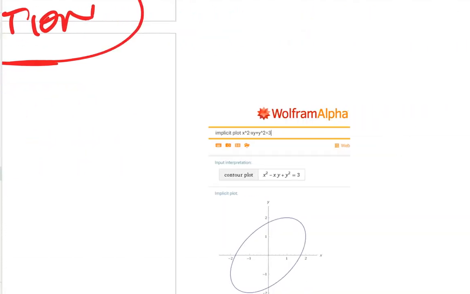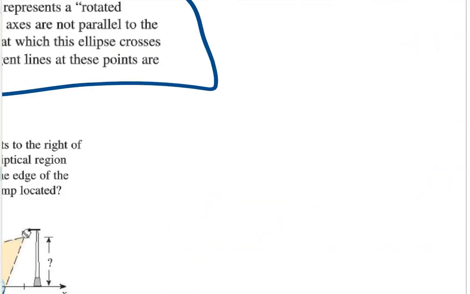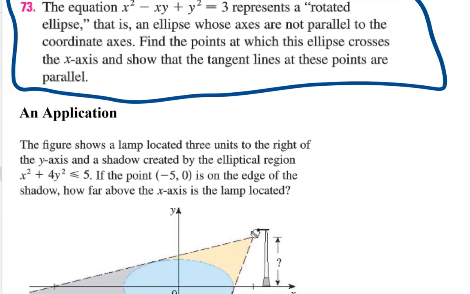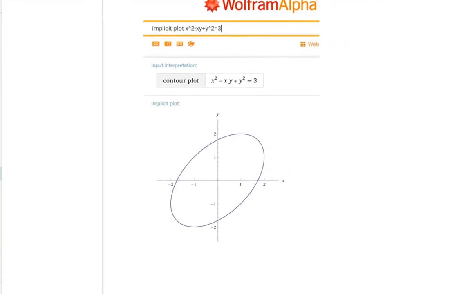So what you're looking at here is this ellipse. It's a rotated ellipse. And what it wants to do is find the point at which the ellipse crosses the x-axis and what the slope of the tangent line is there. Find the equation of the tangent line. You're going to look at it crossing there and crossing here. So you want to find the equation of the tangent lines there.